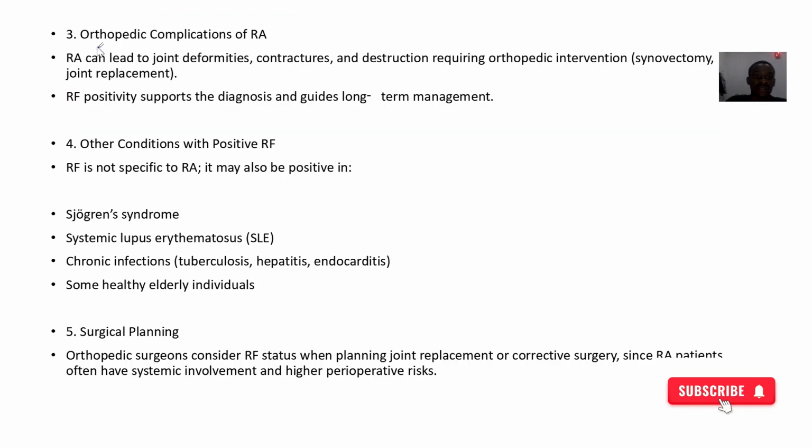It can also help you know whether somebody will come to have complications, like whether rheumatoid arthritis will keep affecting this person for a very long time and lead to complications. So it will make you know the type of treatment that this person will need. It can also help in diagnosing Sjogren's syndrome, systemic lupus erythematosus, tuberculosis, hepatitis, endocarditis, and also help you in planning for surgeries.